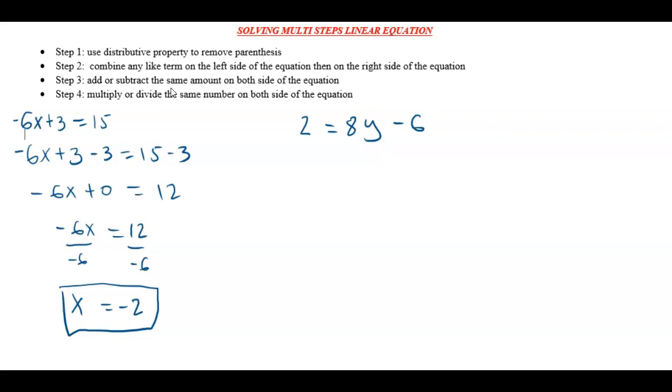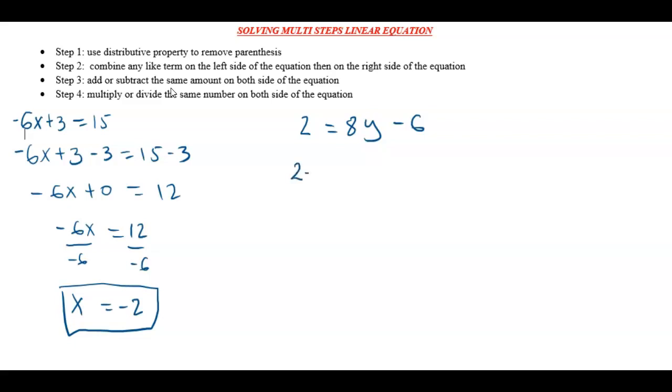Now, step 3. Add or subtract. We look at that number by itself. That's negative 6. So we have a minus 6 here. So we always use the inverse operation. So the inverse operation for minus is plus. So we have to add 6 on both sides of the equation.